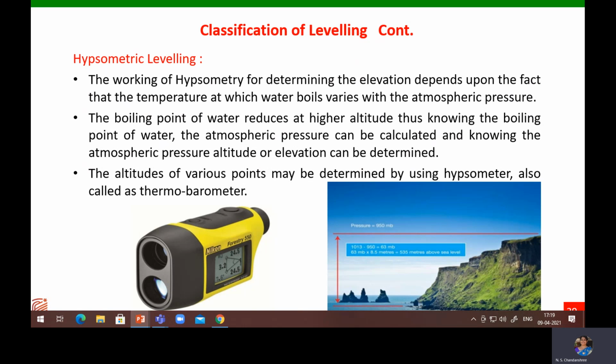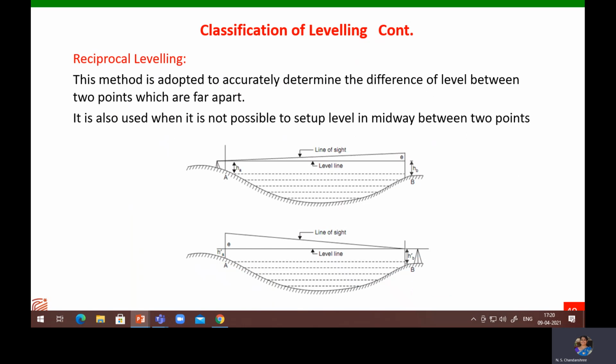So from the boiling point of water, the atmospheric pressure can be calculated, and knowing the atmospheric pressure, the altitude or elevation can be determined. The altitudes of various points may be determined using a hypsometer, also called a thermobarometer. Here the temperature of boiling of water is considered for the measurement of the elevation. So this instrument is called a thermobarometer.